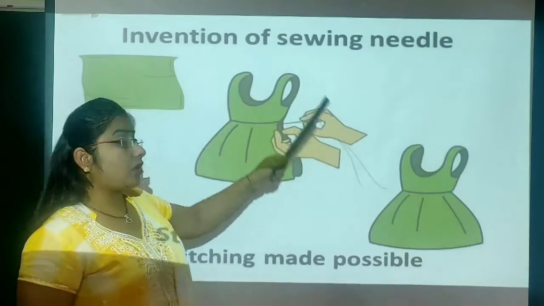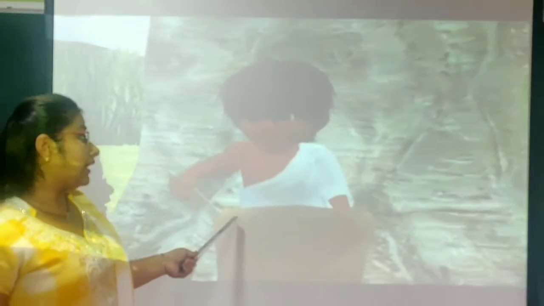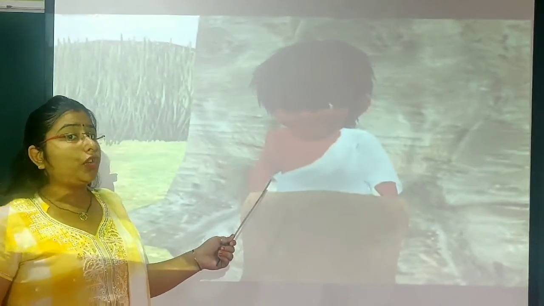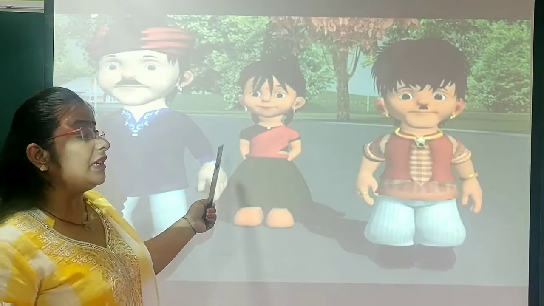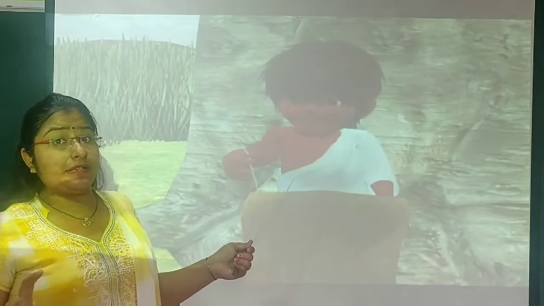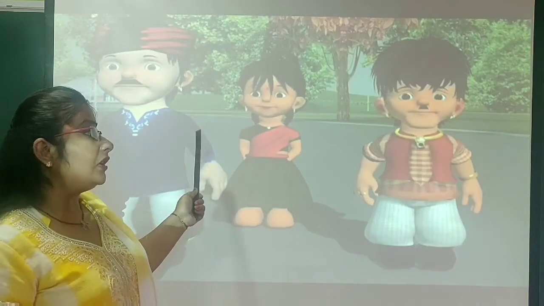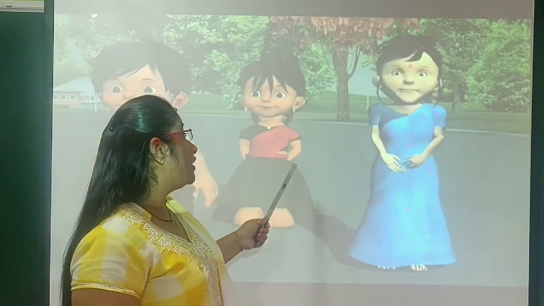See, the sewing needle was invented. From the needles, they started stitching. See, they are stitching clothes with the help of the bones of animals. They are not using an iron needle. They are using the bone. And with the needles, they make shirts, skirts, shorts.